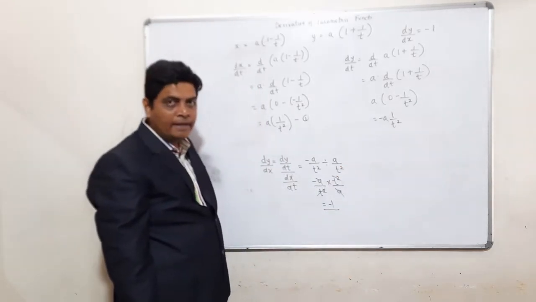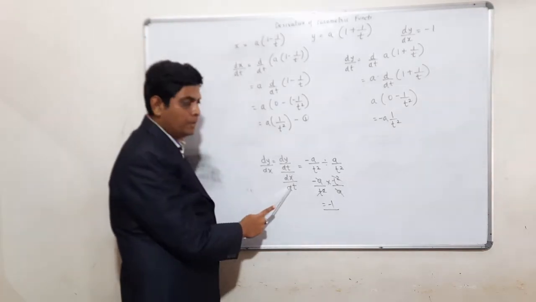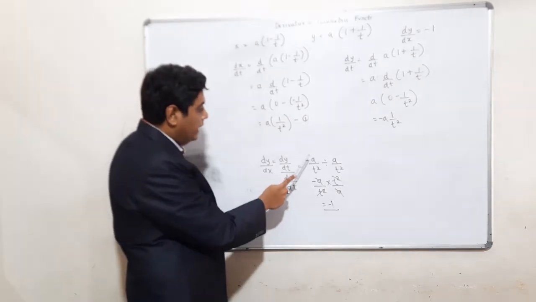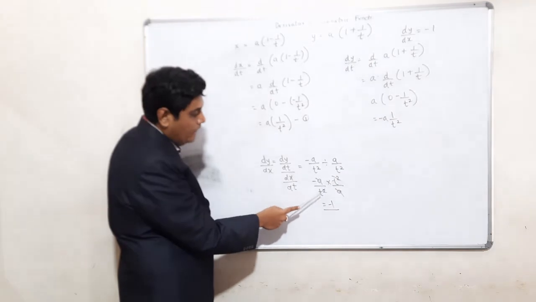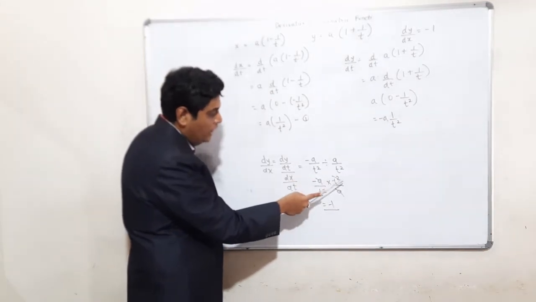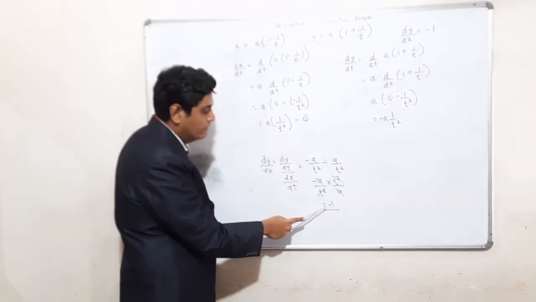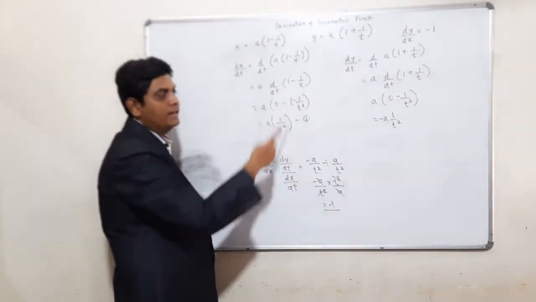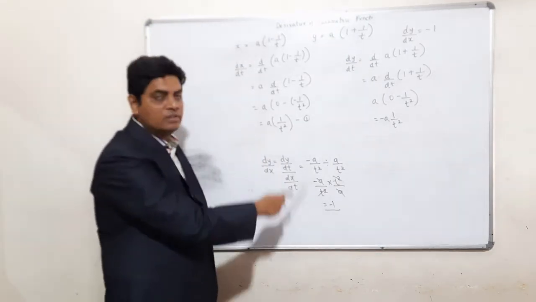Now what is your dy by dx? Will be dy by dt divided by dx by dt. dy by dx is dy by dt upon dx by dt. So it is minus a upon t square divided by a upon t square. Minus a upon t square, this becomes reciprocal. T square upon a, t square gets cancelled, a gets cancelled, which is equal to minus 1. Hence dy by dx is equal to minus 1. We have proved it. Okay, please note down this sum.